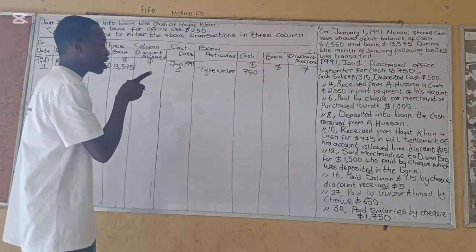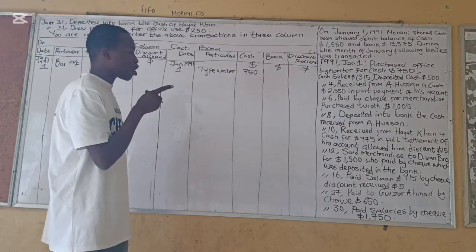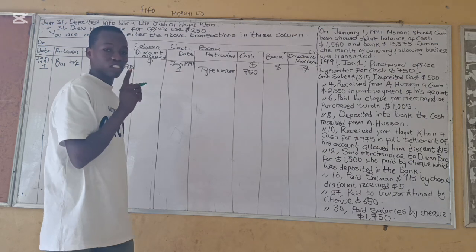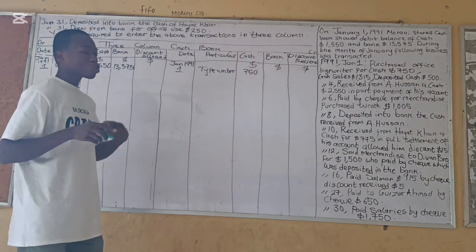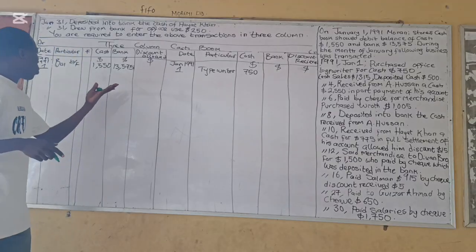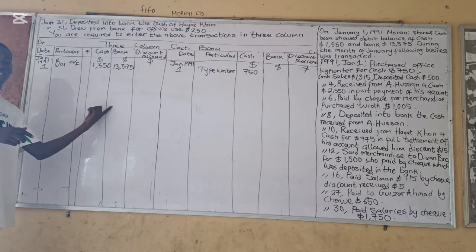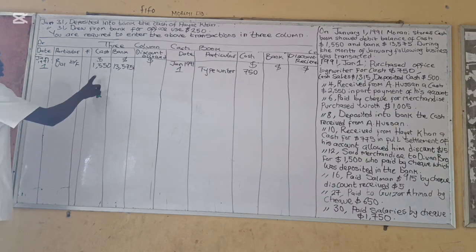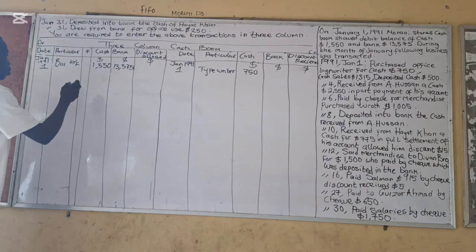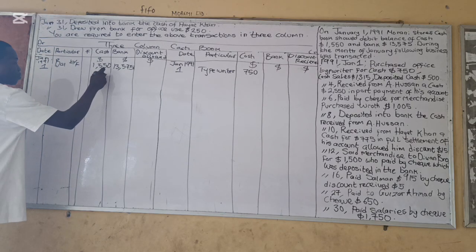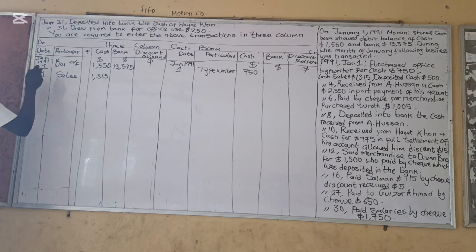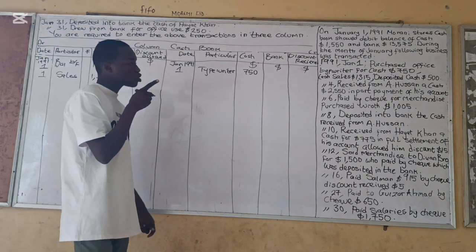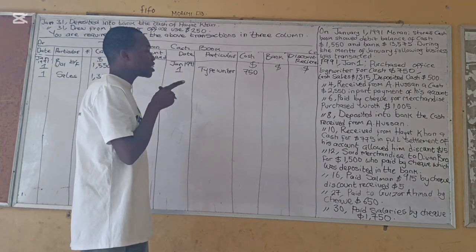Now the next sentence says cash sales of $1,315. You sold goods and you received money. When you are receiving, it is on your debit side, and what you received is cash, which is $1,315. It's still on the first. You get it now?